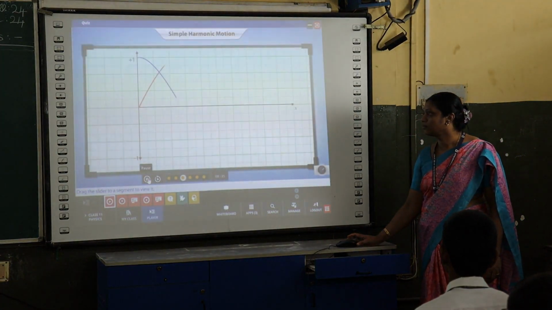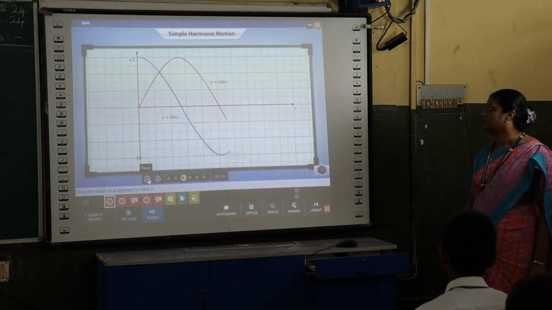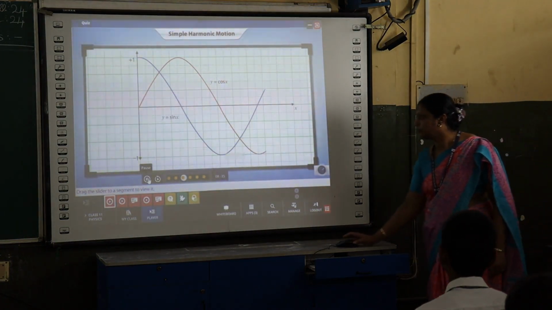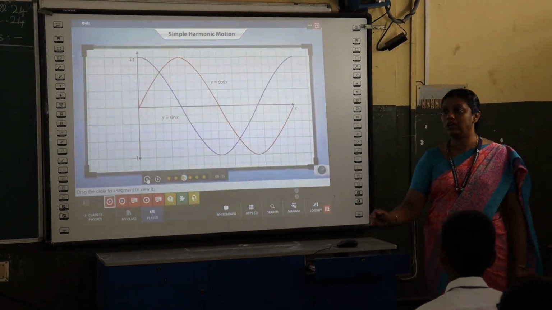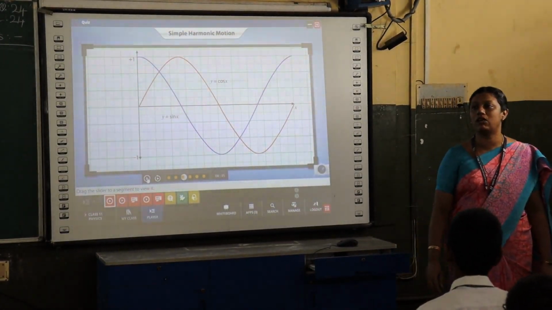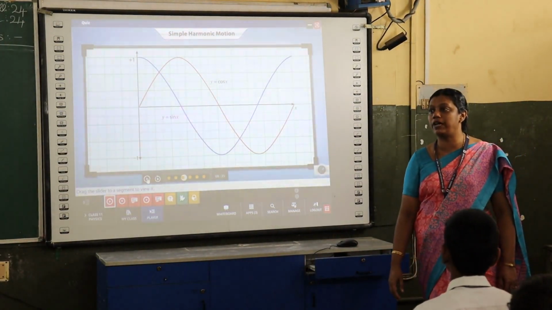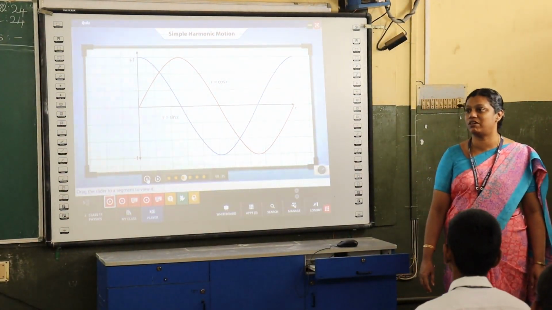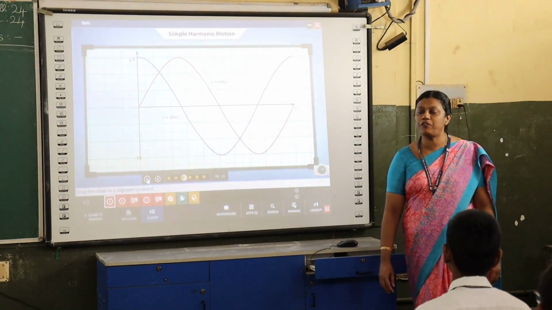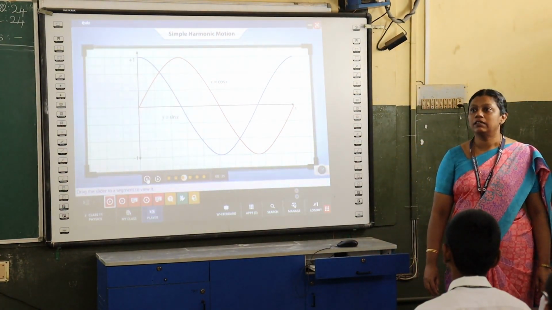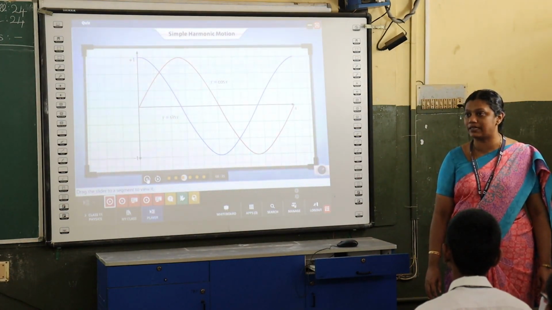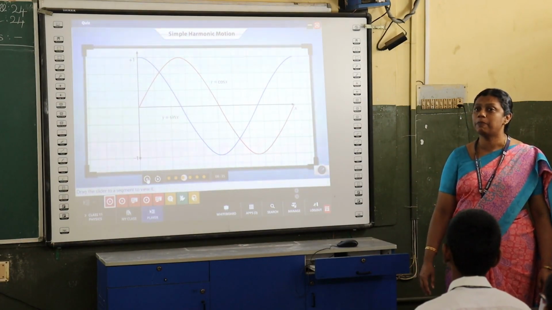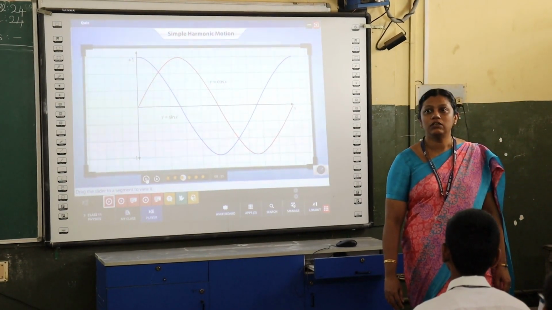A harmonic motion is an oscillatory motion which can be expressed in terms of a simple harmonic function such as sine or cosine function. Now we see a particular type of oscillatory motion, what is called simple harmonic motion. So what is SHM? SHM is a type of oscillatory motion where the displacement, velocity or acceleration of the object can be represented as a sinusoidal function or cosine function.